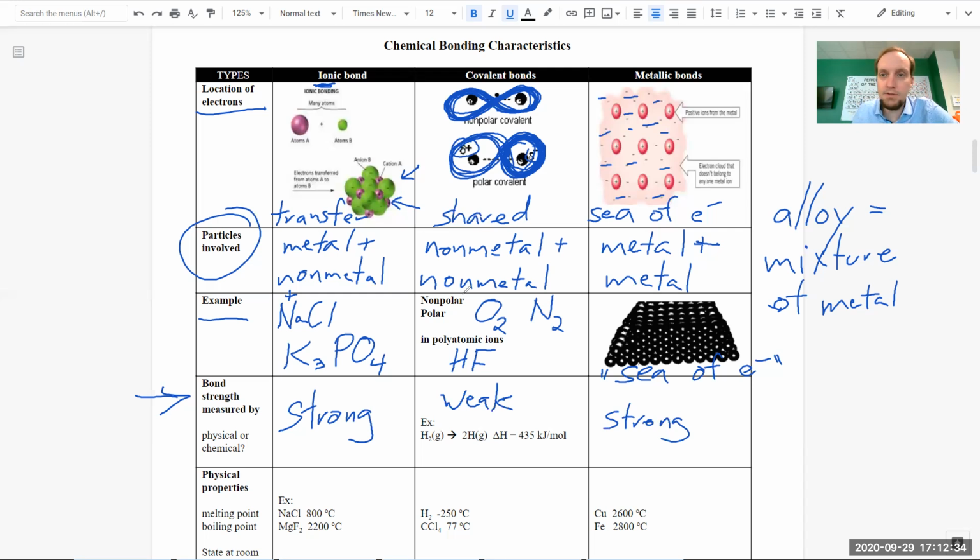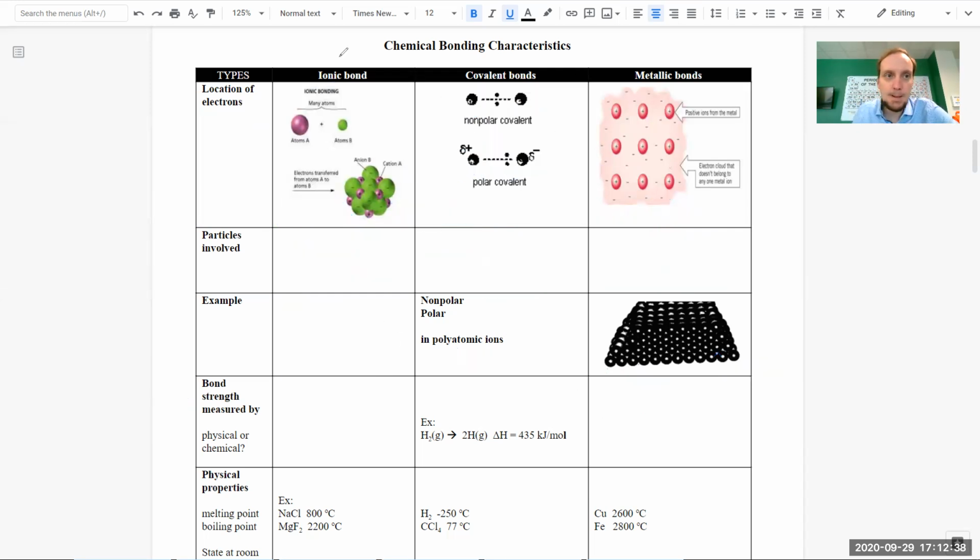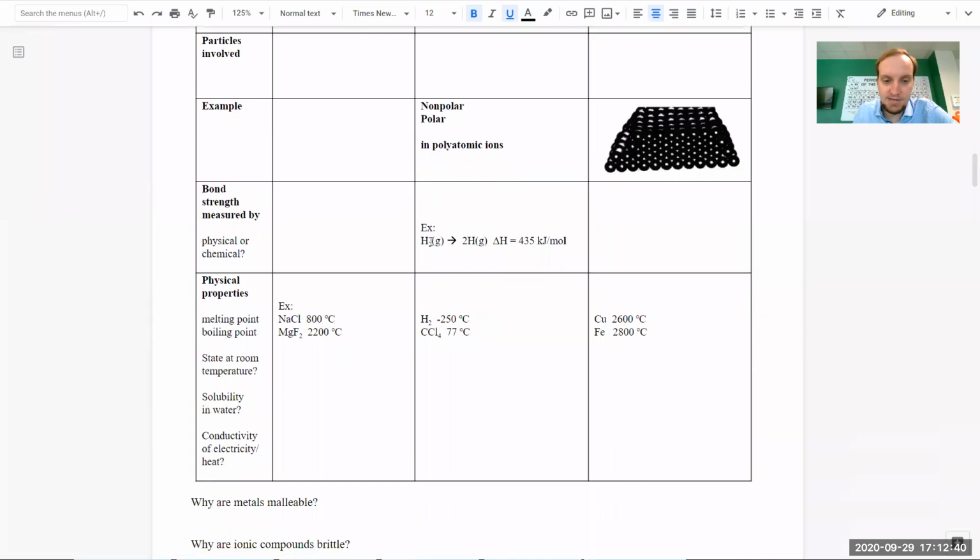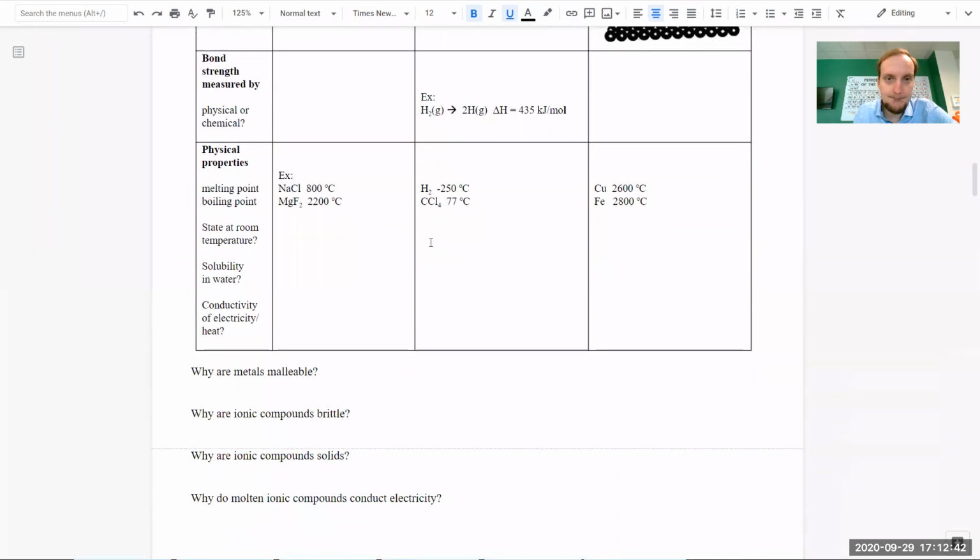Okay, let me clear this. I'm going to slide up to get to the next part so we can finish out this table.